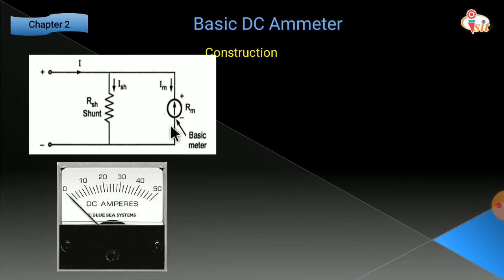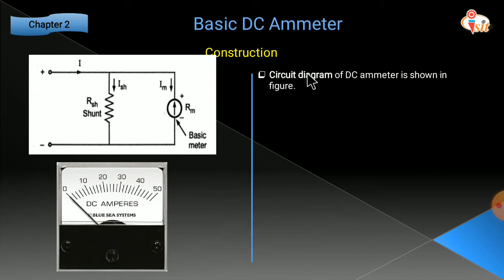Here is a basic DC ammeter, and this is the shunt resistance. Here is the ammeter resistance, Rm. Now I indicates the total current flowing through this circuit. Im is the measured current, and Ish is the shunt resistance current, or shunt current. Now we are going to see the construction one by one. The circuit diagram of DC ammeter is shown in the figure. This is the circuit diagram of your DC ammeter.